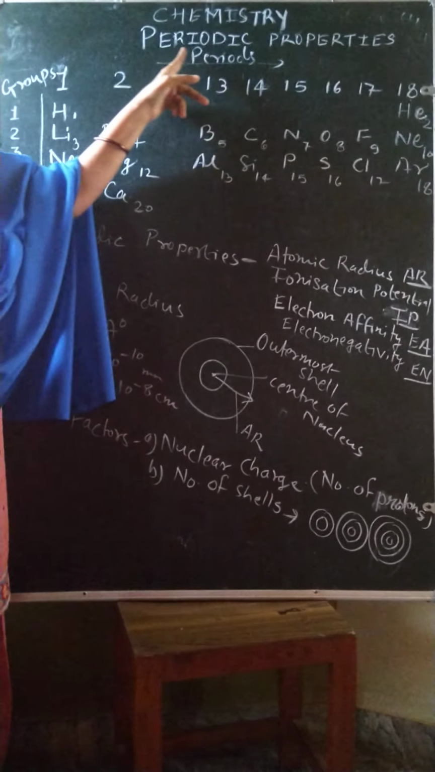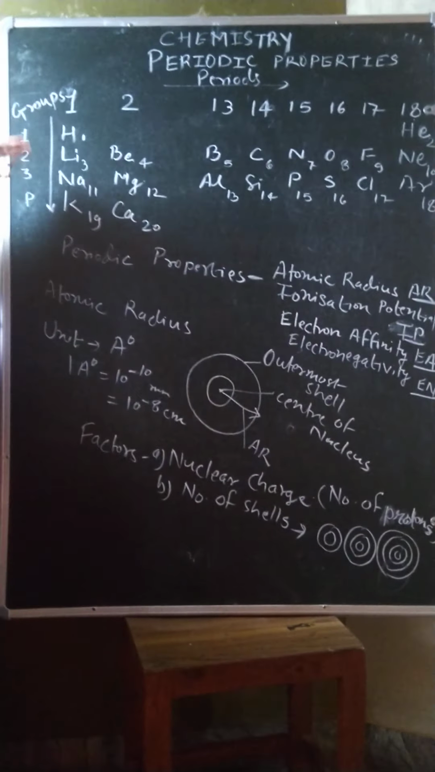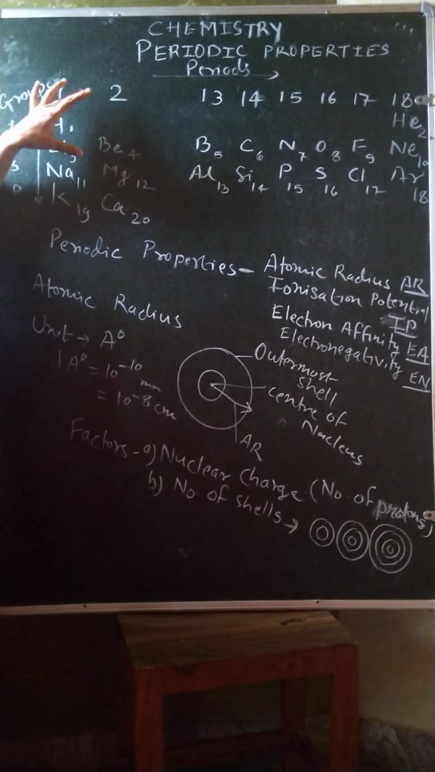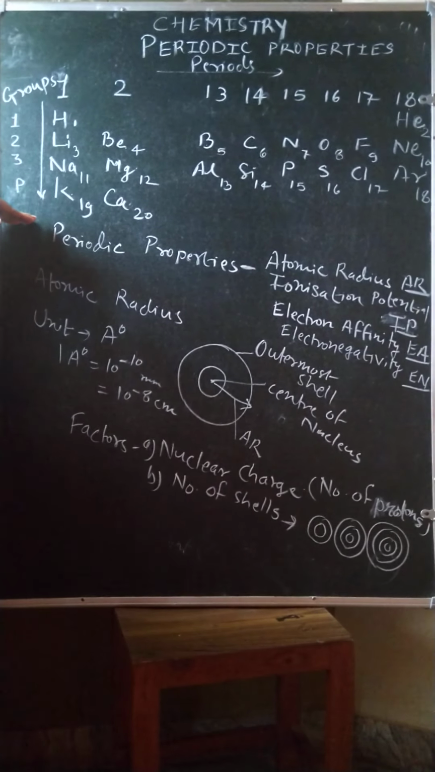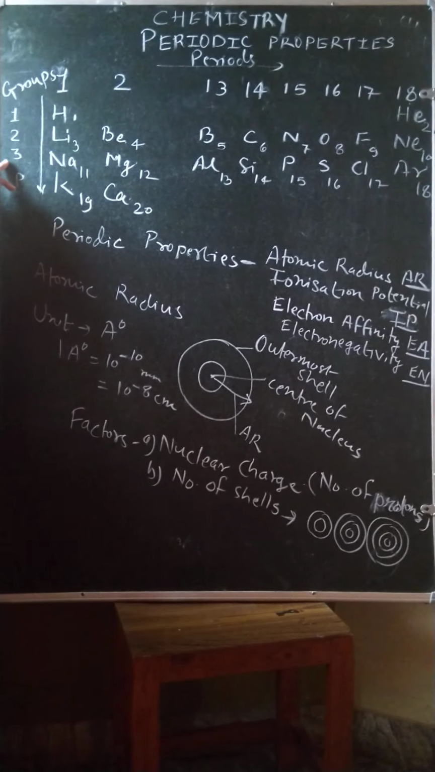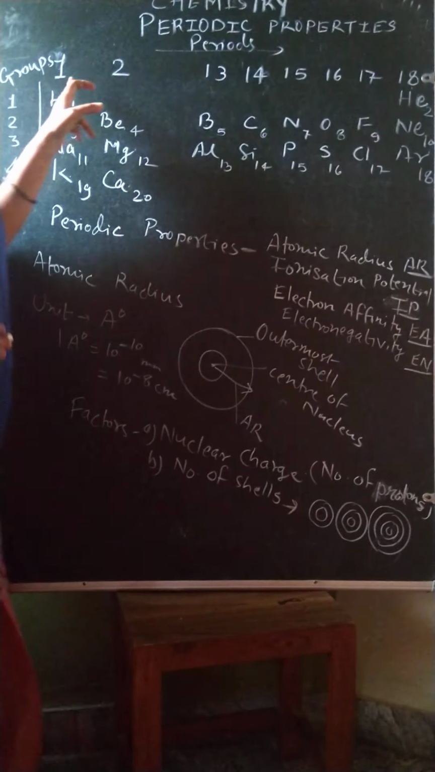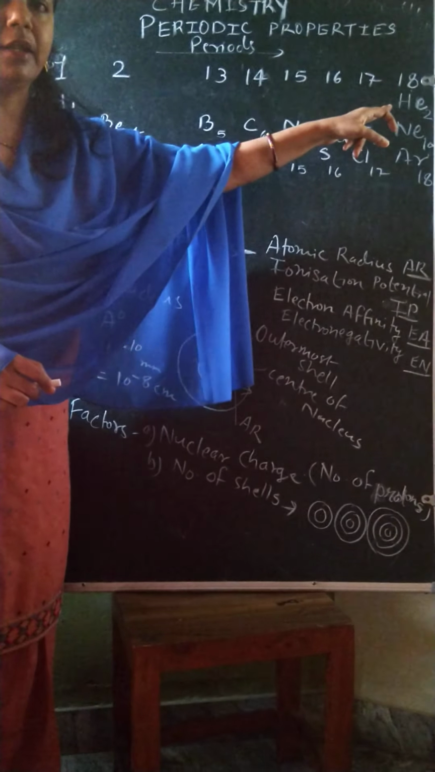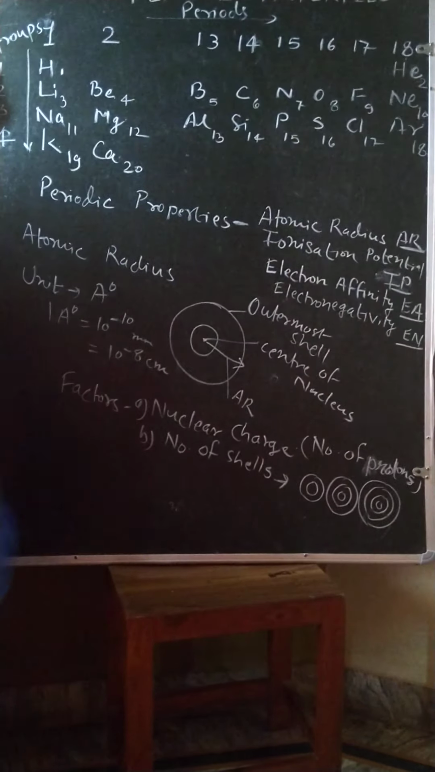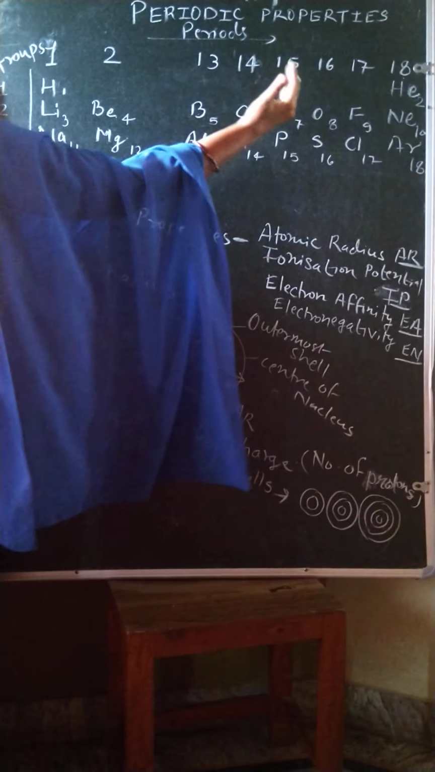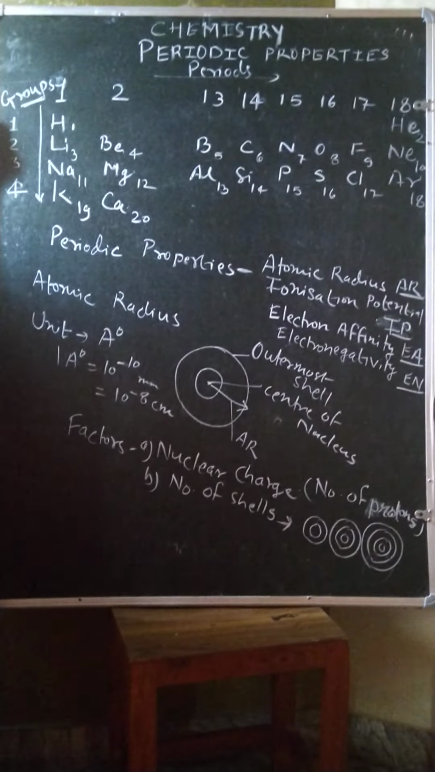Today I am starting lesson 1. The name of the lesson is periodic properties. First I will give you a brief description of the modern periodic table. There are 7 periods, you know already. Out of them I have made only 4 periods. And 18 groups are there. These horizontal rows are called periods, and these vertical columns are called groups. You know already these things.